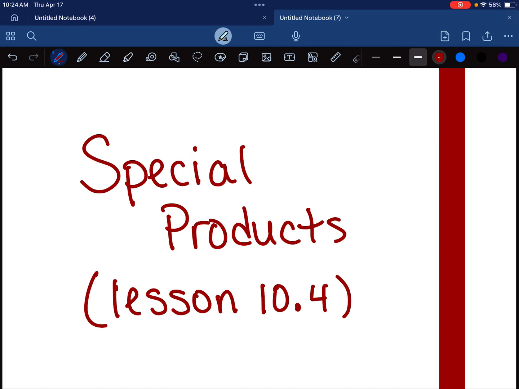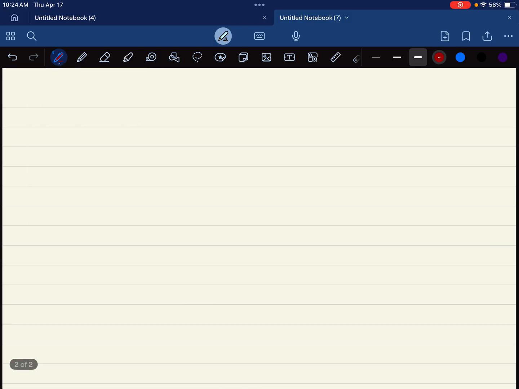Okay, today we're going to finish up multiplication in chapter 10. After this section, next week, we will be taking a test over the first part of chapter 10 before we move on to factoring. So today we're doing special products, which there's 3 different types. The first one is the square of a sum.